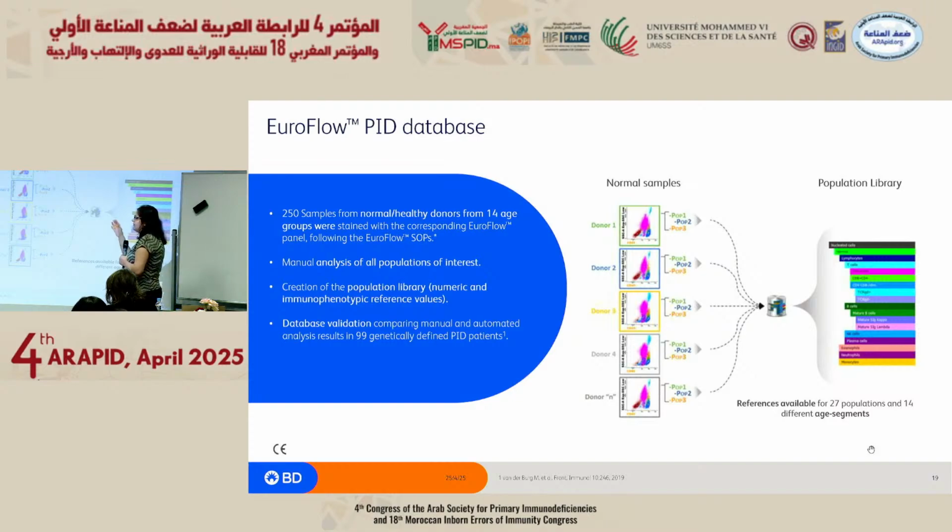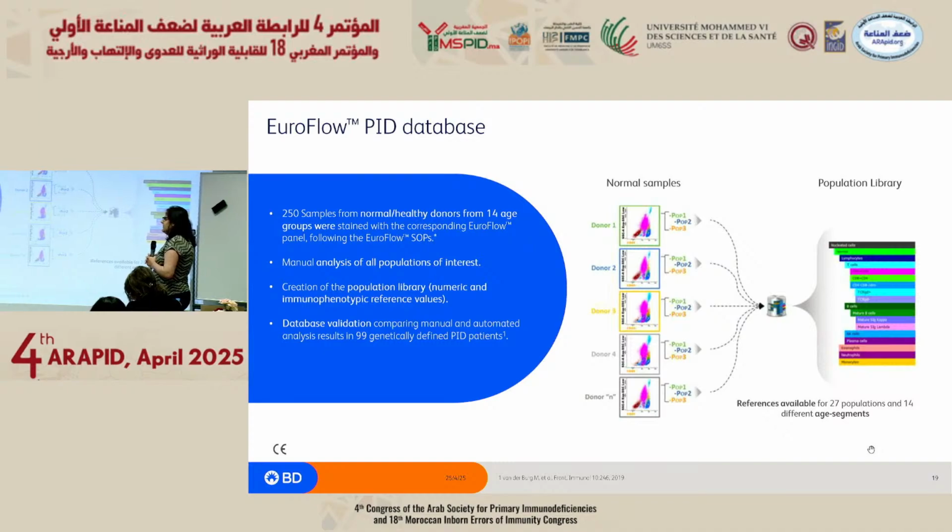They had 250 samples from normal healthy donors from 14 different age groups. And they stained it with the PID panel, and they followed the full EuroFlow SOPs, so completely standardized, and they performed manual analysis of all the populations of interest using the table that I showed you before. They then created a population library with numeric and immunophenotypic reference values for the 14 different age groups.